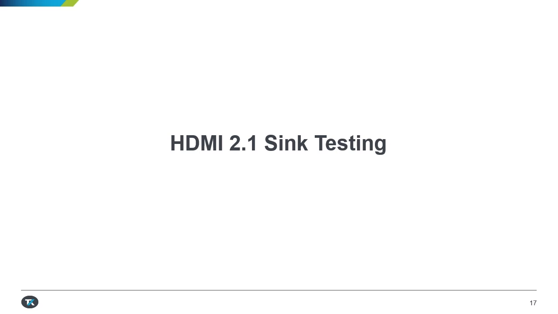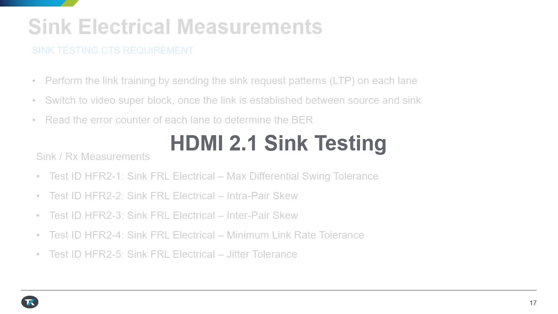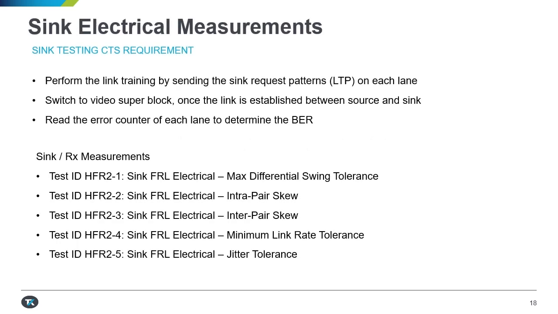Now here is the HDMI 2.1 sink testing. Sink testing CTS requirements: perform the link training by sending the link training patterns, LTP, on each lane. Switch to video super block once the link is established between source and sink. The super block is made of 4 character blocks, each with 510 FRL characters. Read the error counter of each lane to determine the BER.